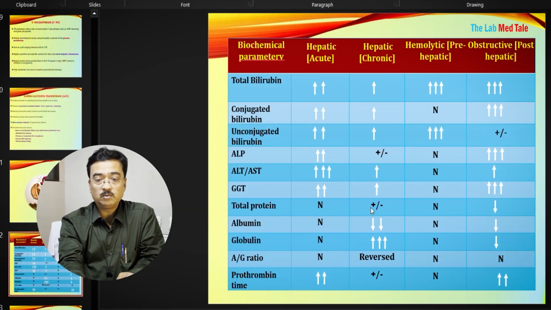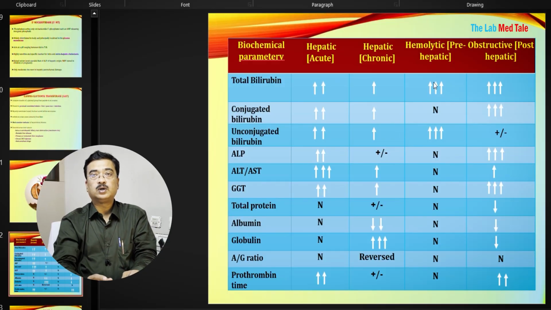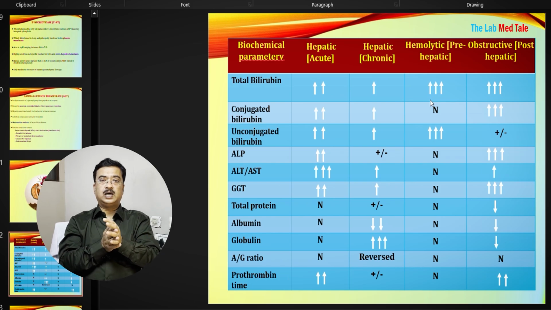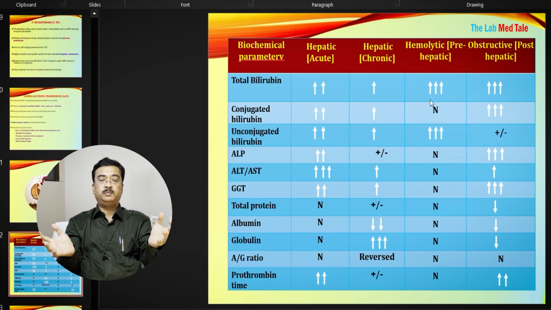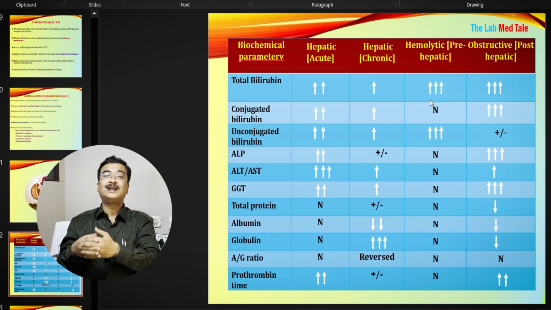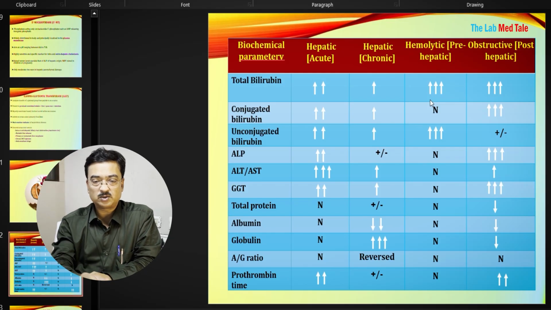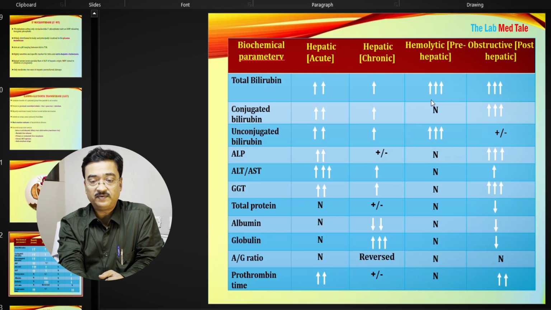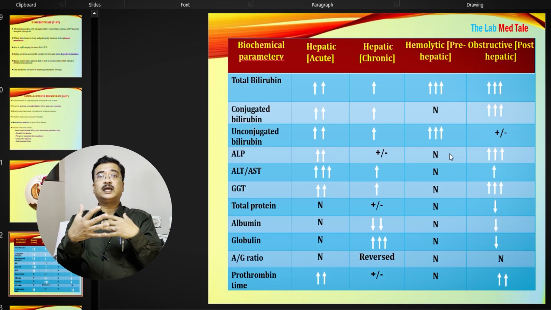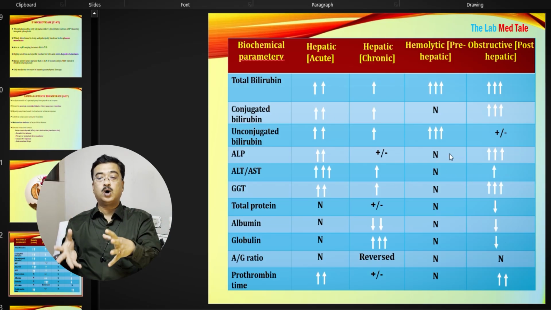Now hemolytic jaundice, as you know, the main problem lies with excess overload. Lots of RBCs are destroyed, hemoglobin is degraded, and a huge amount of bilirubin is produced. The liver is unable to conjugate it; it goes beyond the capacity of the liver. So you will find a very high unconjugated bilirubin, but all other features are normal because there is no abnormality in the liver. The liver cannot cope with the excess workload.